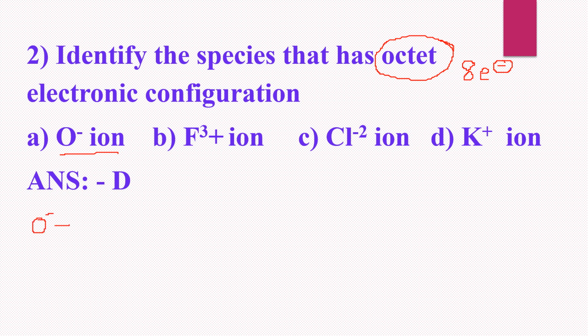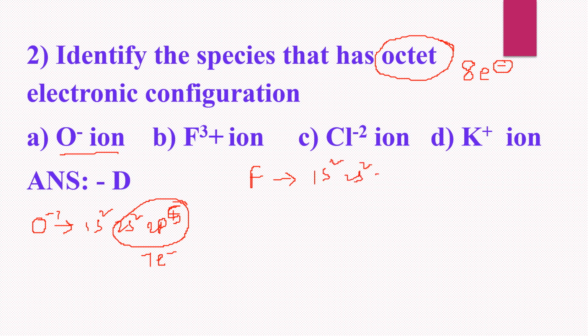Oxygen minus, O minus: oxygen is 1s2, 2s2, 2p4. But minus 1 is there. Minus 1 means you have to add one more electron, so here you have to write 5. Now you tell me, the valence shell contains how many electrons? 7 electrons. It does not obey octet electronic configuration. So what about fluorine? Fluorine is 1s2, 2s2, 2p5. This is the electronic configuration of fluorine.